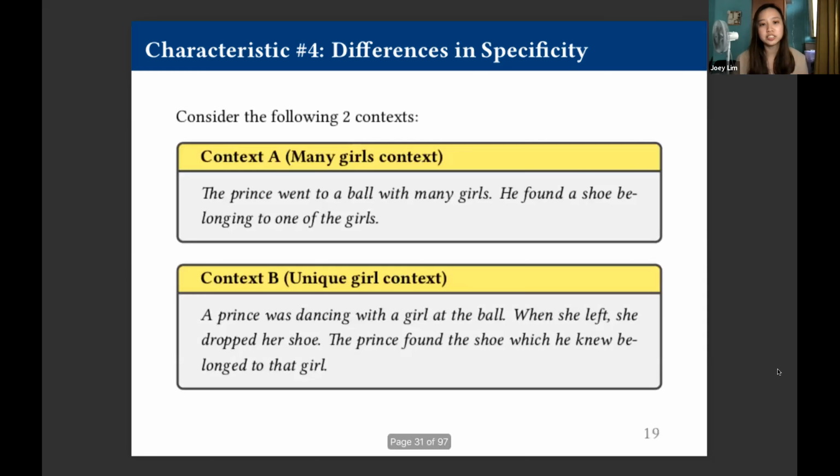To illustrate this, let's consider the following two contexts. The first context is a non-specific context. So in this context, the prince went to a ball with many girls, and he found a shoe belonging to one of the many girls. I'll call this the many girls context. And the second context here is a specific context where a prince was dancing with a particular girl at a ball, and when she left, she dropped her shoe, which the prince found, and he knew that the shoe belonged to that girl. I'll call this the unique girl context.